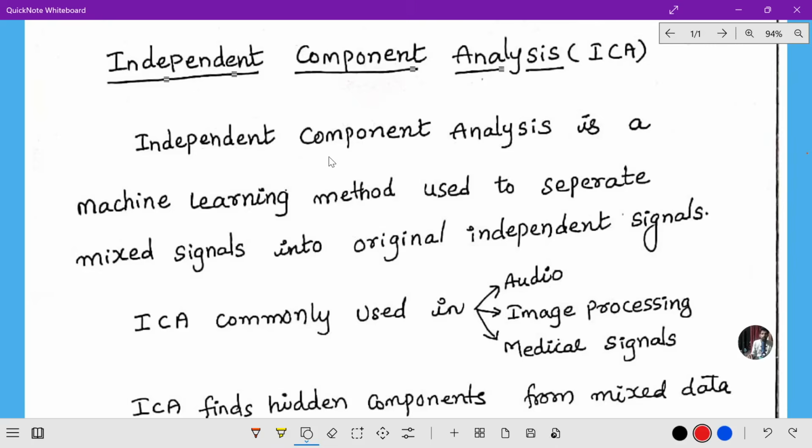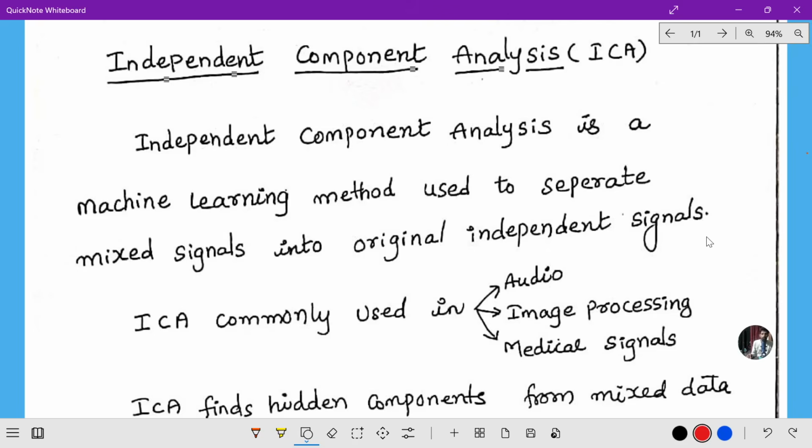In this video, I will explain independent component analysis. This topic belongs to the machine learning subject. First, let us see the definition. Independent component analysis is a machine learning method used to separate mixed signals into original independent signals.